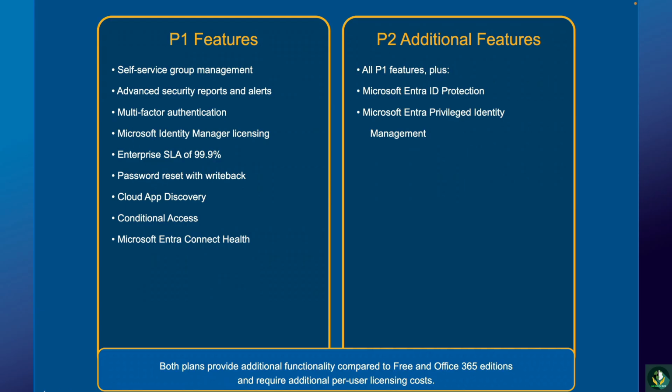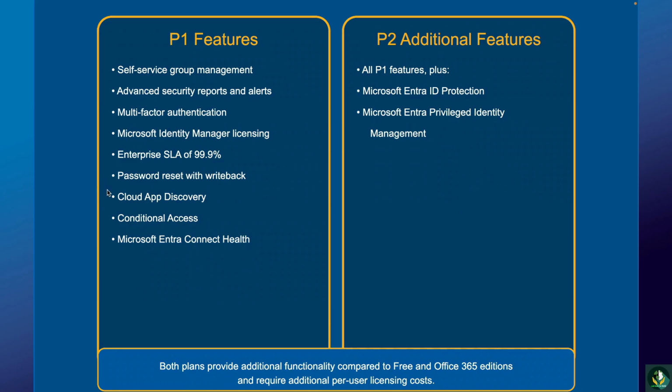Next feature is Microsoft Identity Manager licensing, MIM licensing. It integrates with Microsoft Entra ID for hybrid identity solutions, and it bridges multiple on-premises authentication stores with Microsoft Entra ID. Next one is Enterprise SLA. It guarantees at least 99.9% availability of the service. Next one is password reset with write back. Self-service password reset follows the on-premises Active Directory password policy.